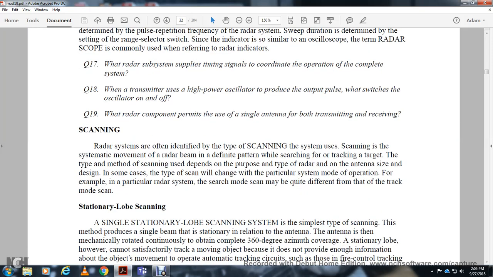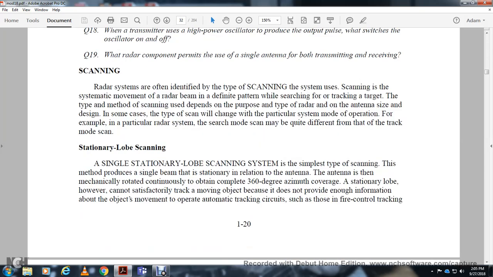Scanning. The radar system is often identified by the type of scanning system it uses. Scanning is the systematic movement of the radar beam in a definite pattern, searching for or tracking the target. The method of scanning depends on the purpose of the radar and on the antenna side of the design. In some cases, the type of scan will change with the particular mode of operation. For example, the search mode of a particular radar system may be quite different from the track mode scan.